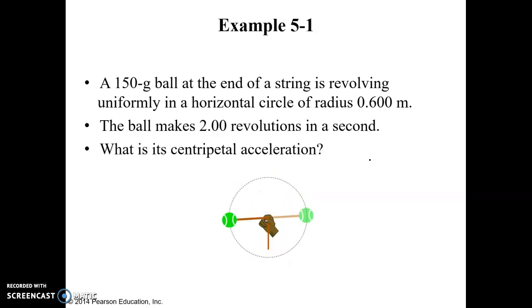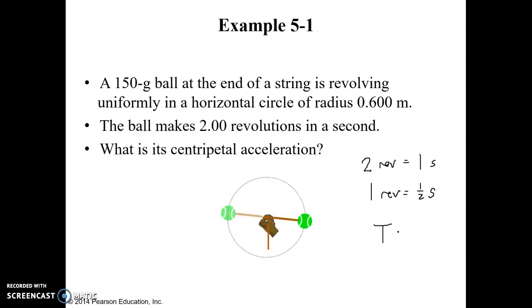So if we have 2 revolutions in 1 second, then 1 revolution would be made in half a second. And so that is the period, the amount of time taken to do 1 revolution is half a second. So the period, T, is 0.500 seconds. What is the centripetal acceleration?